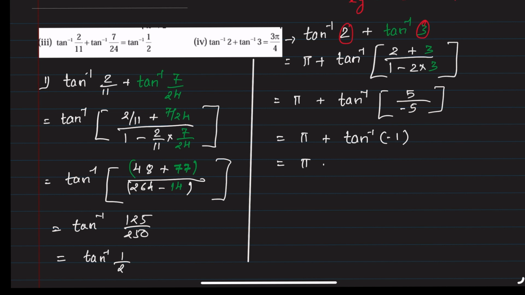That is pi minus, because tan inverse of minus x is minus tan inverse x. So pi minus tan inverse 1. Tan inverse 1 is pi by 4. Pi minus pi by 4 equals 3 pi by 4.